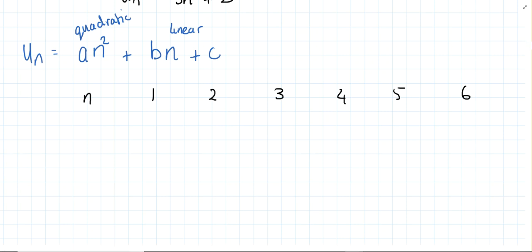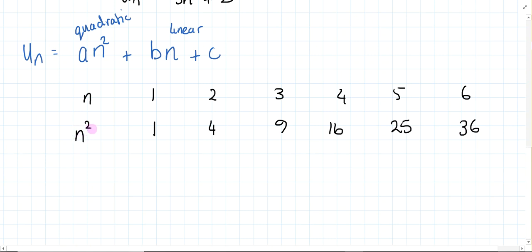What's the basic quadratic sequence? N plus 1? Nope, that would be linear. It's on the wall in front of you. 1, 4, 9, 16, 25, 36. And how do we get that? We know that that is n squared.